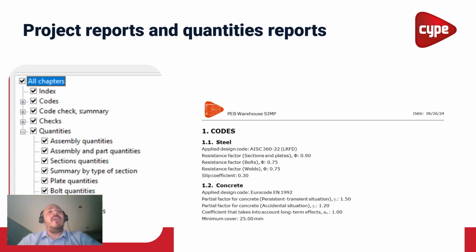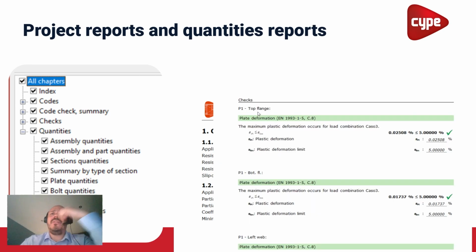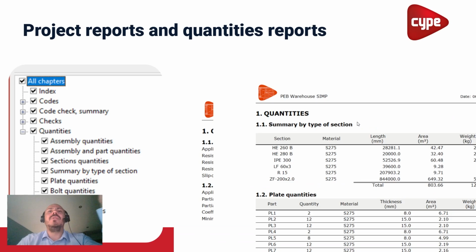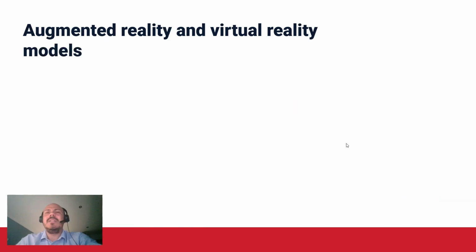We can have different types of reports from StruBIM Steel. For example, this is a report with the codes that were used for the analysis of the connections. Here we have different topics related to the checks made on the different plates of a connection, some random reports that I selected to show you as examples. Or, for example, here the quantities of section types with the length, the area, the weight, or the quantities of plates that we have in the project.